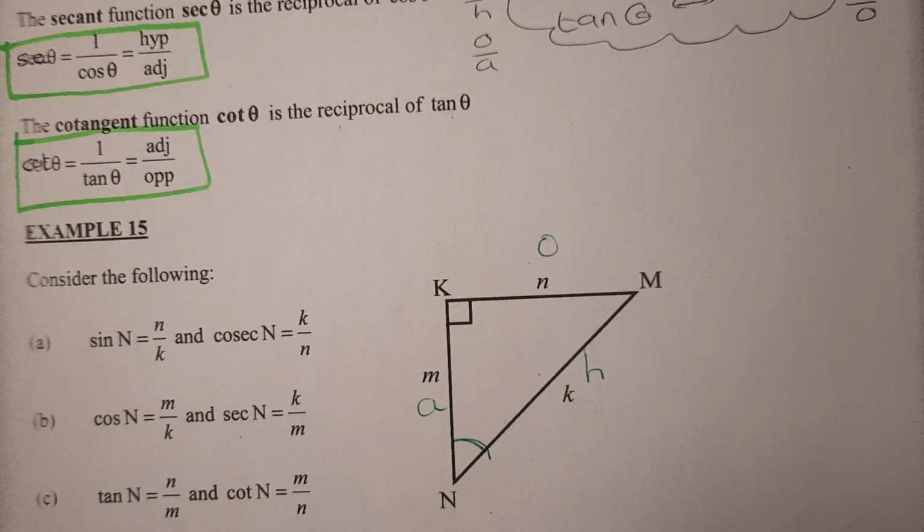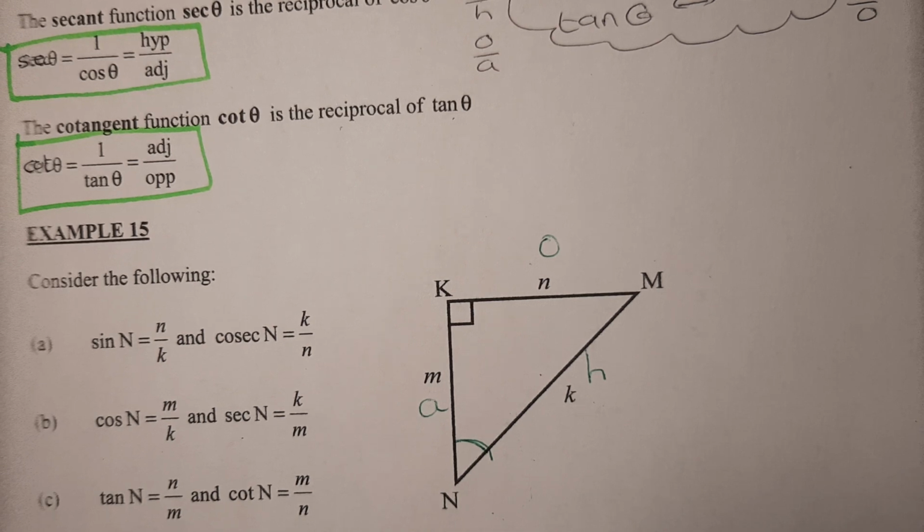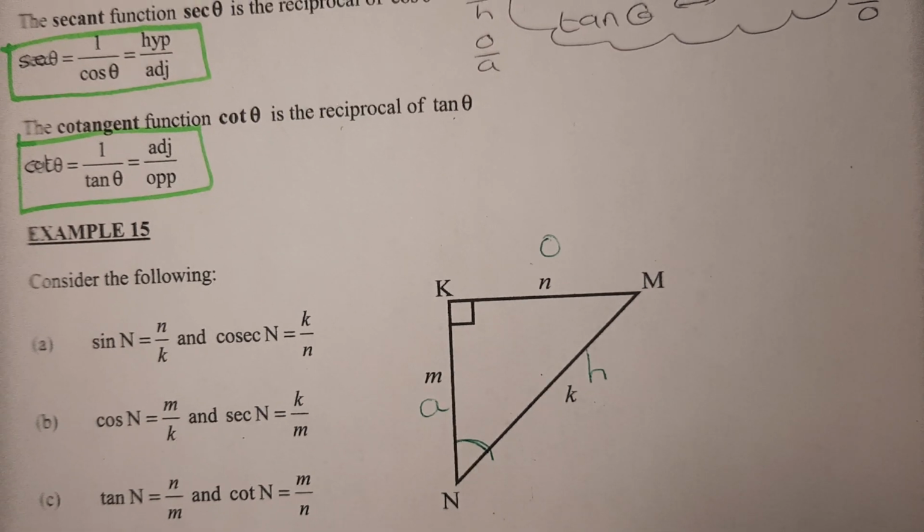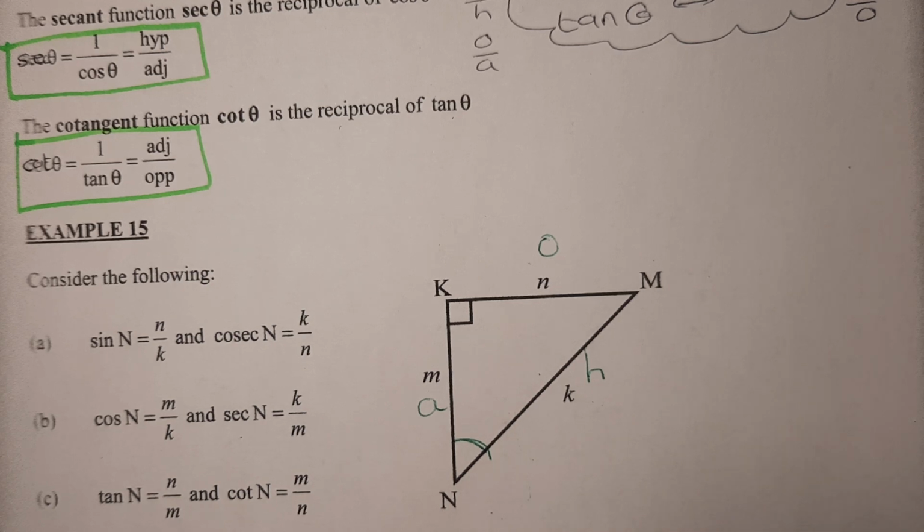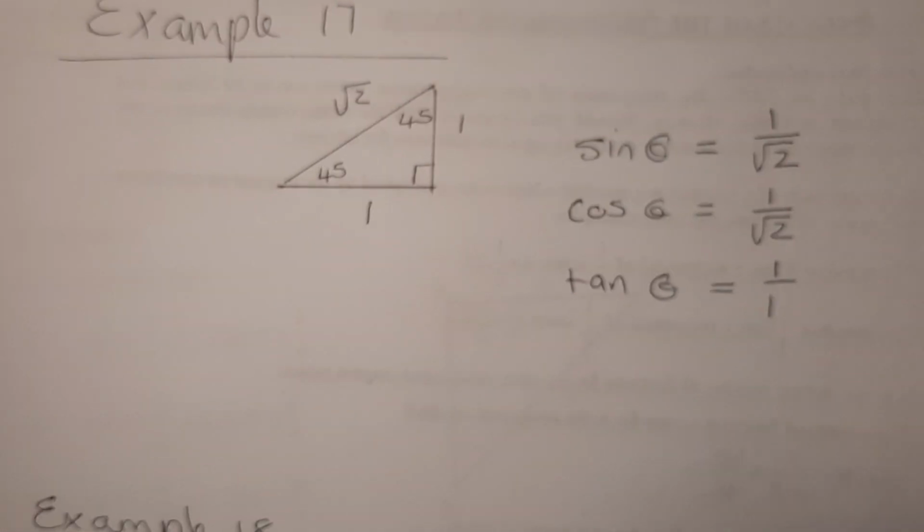They can also use your special angles without the use of a calculator. Cosec 45 will be the inverse of sine of 45. And the inverse of sine of 45, which is 1 over the square root of 2, let's just have a look here.